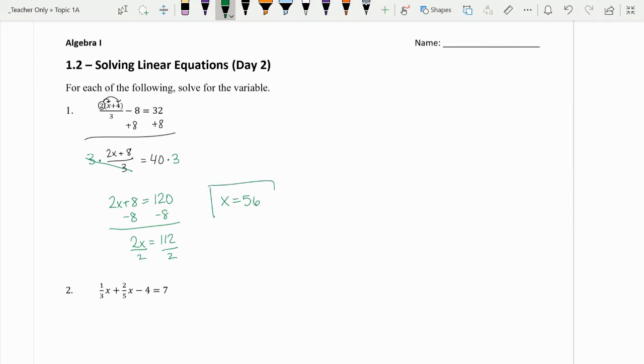What you can do is take this and plug it back into your equation for x. See if you get a true statement like 32 equals 32. When you do that, you'll see that this is the correct solution.